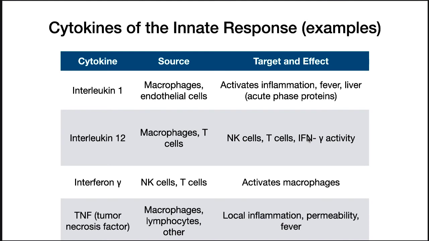Here are some more examples of what cytokines do in the body. Interleukin 1 comes from macrophages, and it activates inflammation, fever, and activation of the liver. Interferon gamma is secreted by natural killer cells and by T cells, and it activates macrophages, etc. So you can see each one of these signals communicates to another part of the immune system and then has an effect.